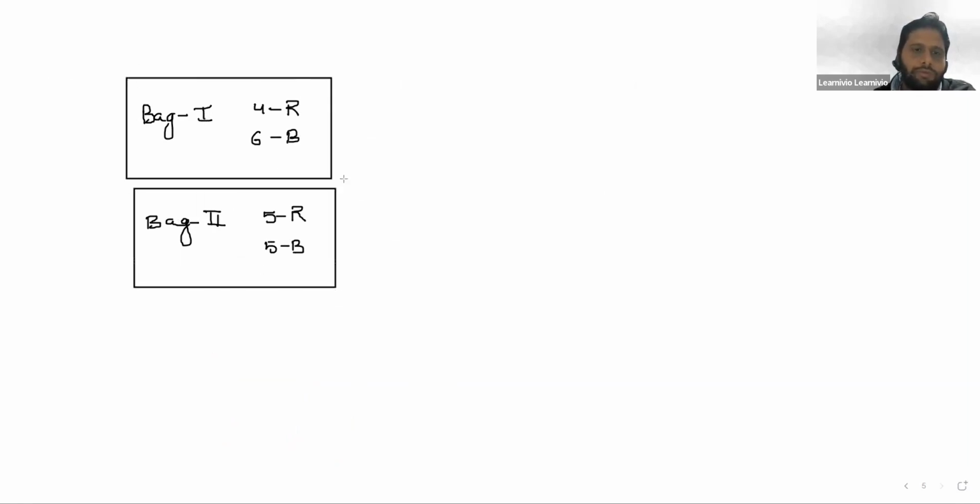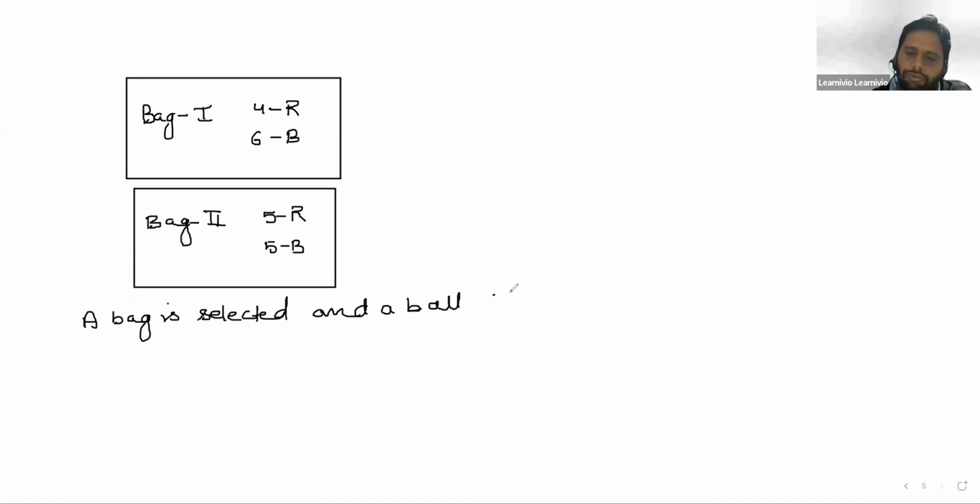Suppose you have two bags. You have the first bag, you have the second bag. Now suppose the first has 4 red and 6 black balls. The second has 5 red and 5 black balls. Now the question is, you have two bags, a bag is selected, and a ball is drawn.